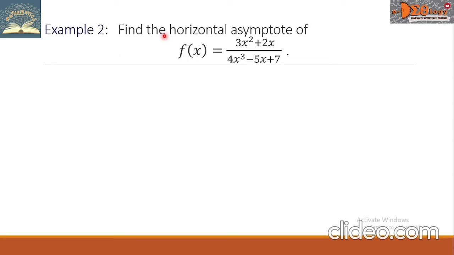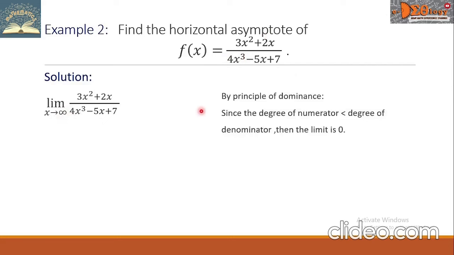Example 2. Find the horizontal asymptote of f of x equals 3x squared plus 2x all over 4x cubed minus 5x plus 7. Let us take the limit of this function as x approaches infinity. By principle of dominance, since the degree of numerator is less than degree of denominator, then the limit is 0. So the answer here is 0. Then horizontal asymptote is y equals 0.